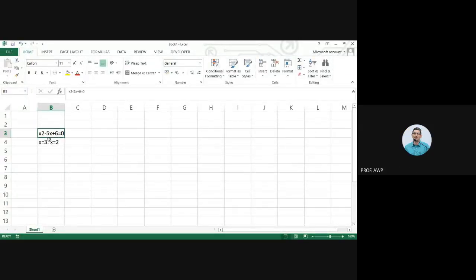So suppose, Swaroop, we want to solve x square minus 5x plus 6 is equal to 0. Obviously, we know the roots are x equal to 3 and x equal to 2, right? So you can give a guess value of x.